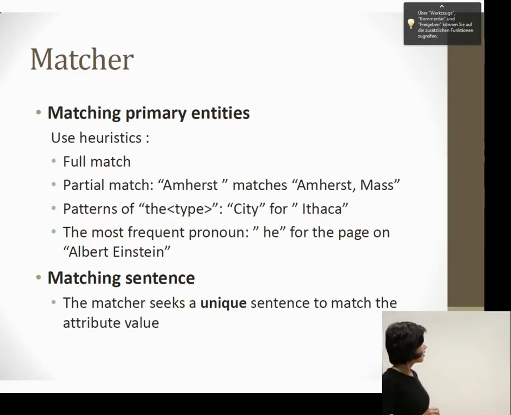For example, the Wikipedia page for Ithaca starts with "The city of Ithaca is located at this." So we use this feature to recognize the type of the subject of the article. Then it uses another heuristic, the most frequent pronoun. It assumes the most frequent pronoun refers to the initial entity we are searching for.